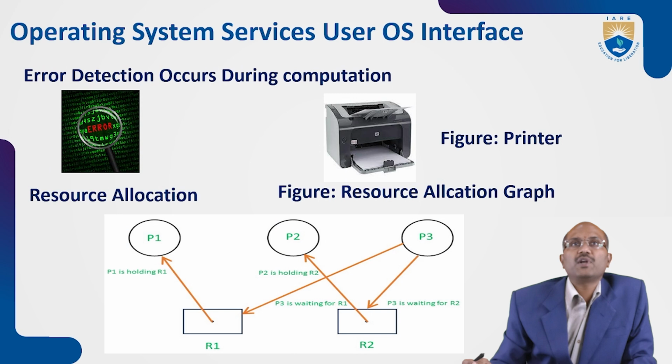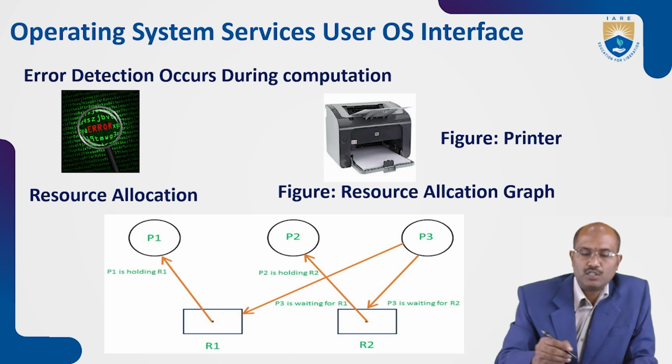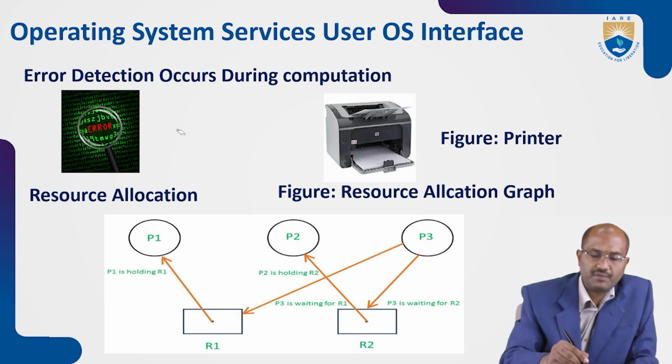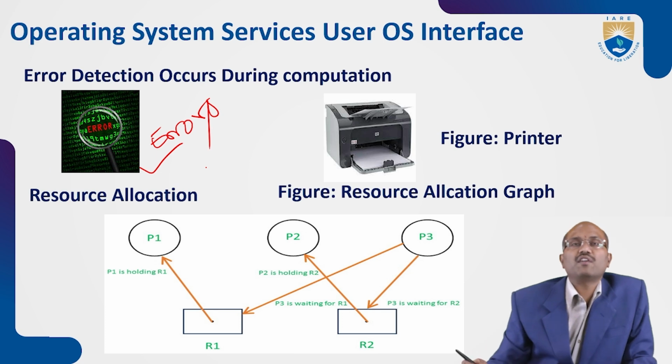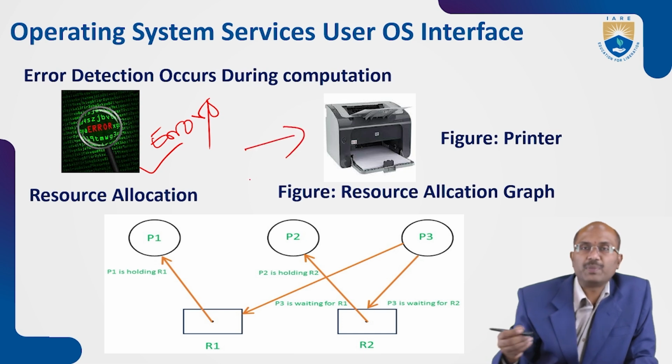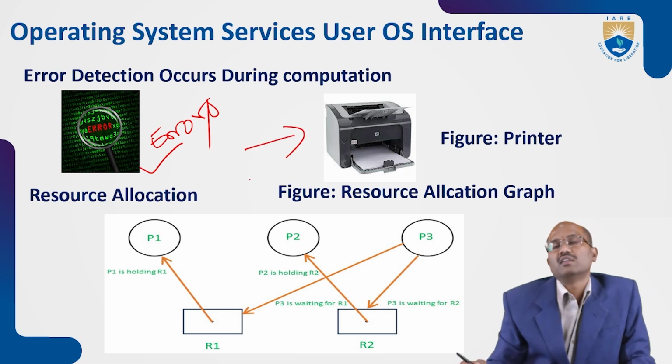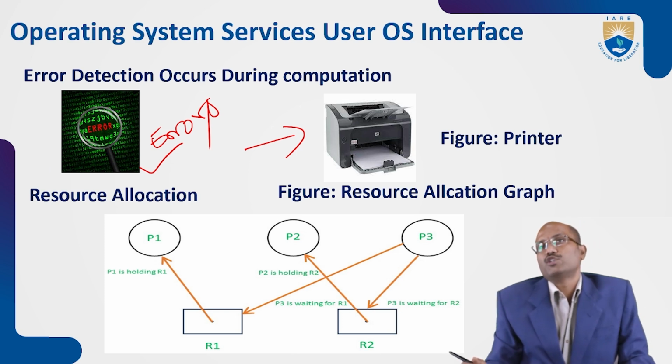Coming to the operating system, resource allocation is shown as a figure here. Error detection and how errors occur is shown in this figure. Error detection is also one of the primary services of the operating system. If there is an error, it detects it. Errors come to the printer also. Sometimes the printer is not working, and at that time we check the troubleshooting. Once you rectify it through troubleshooting, the printer starts working.